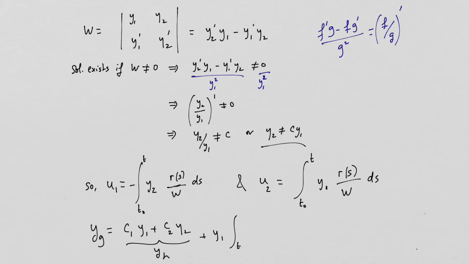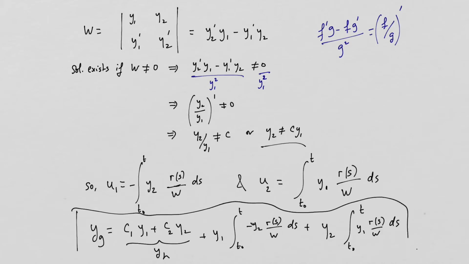So y1 times the integral from t0 to t of minus y2 of s over W ds, plus y2 u2. And u2 is the integral from t0 to t of y1 of s over the Wronskian ds. So this is going to be your general solution all the time.